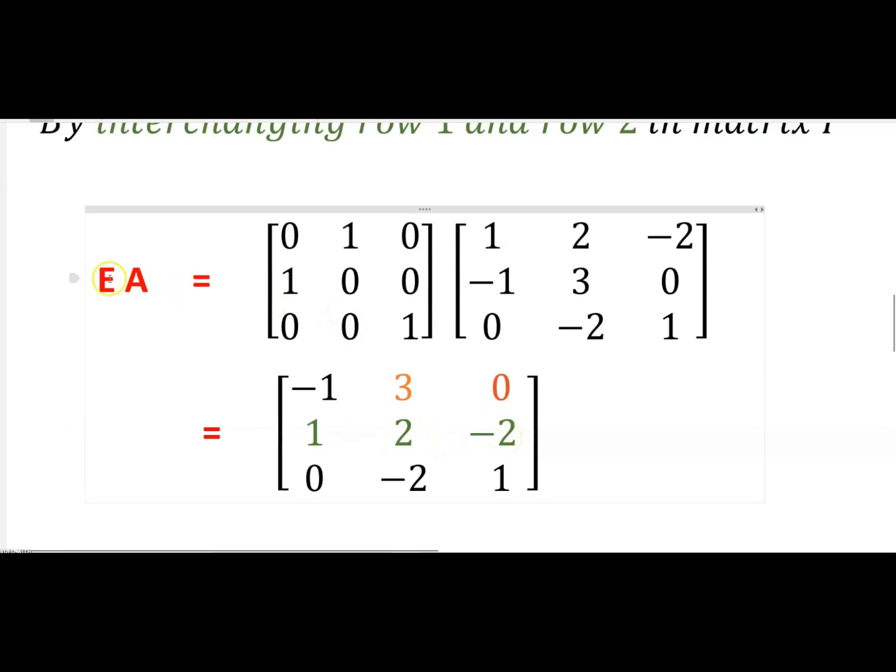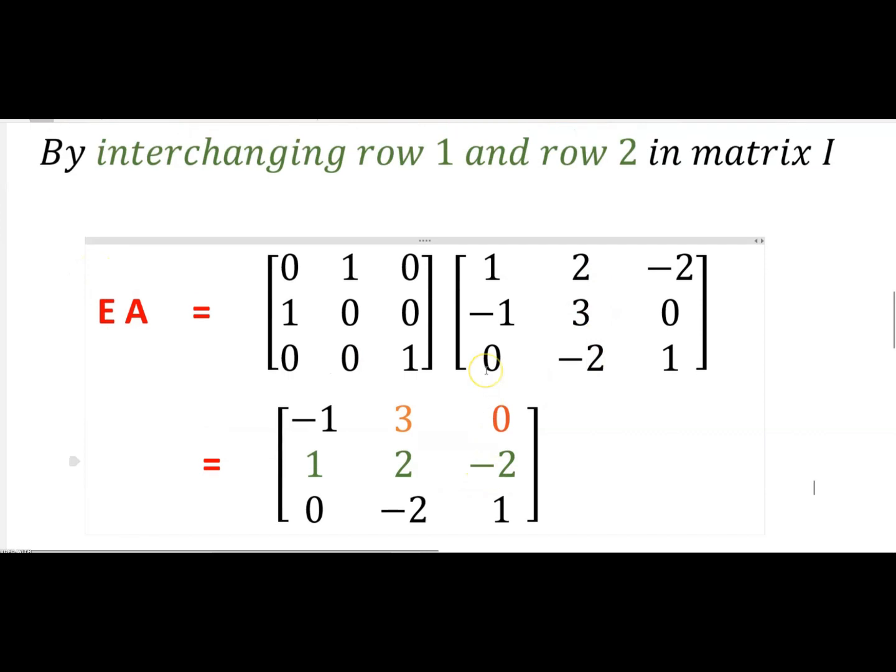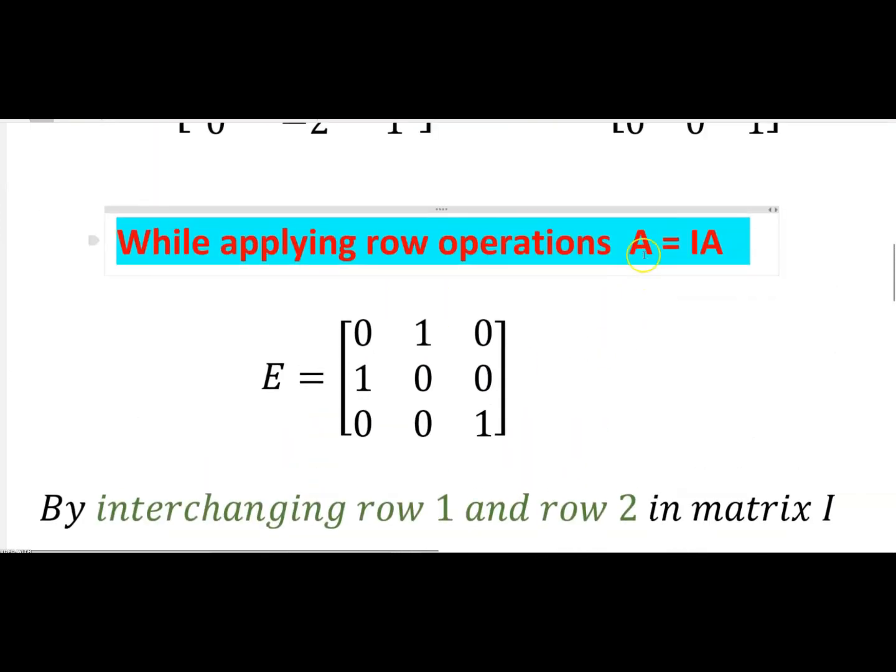So when we multiply EA, and you can say when we subject the prefactor, that means only rows will change, right? So that is why when we are writing A is equal to IA, and when we subject the prefactor, that is this one in the multiplication, only row operations will apply.